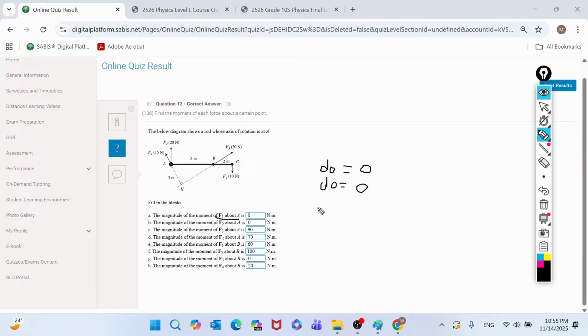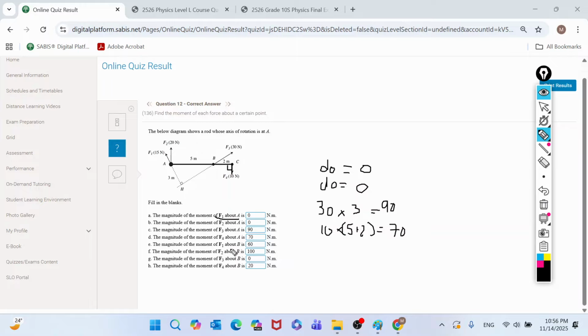F3 about A, so it's 30 times the perpendicular distance, which is 3, so that's 90. F4 about A, it's 10 times the perpendicular distance, which is 5 plus 2, so 10 times 5 plus 2 equals 70.